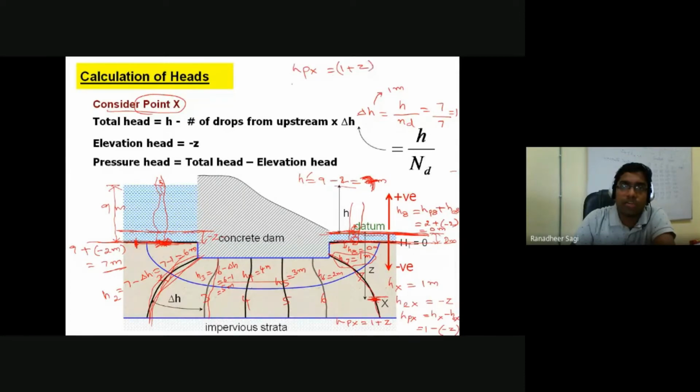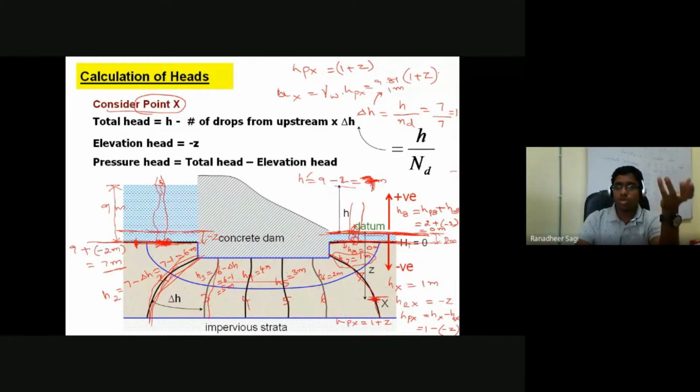Once I know my pressure head, if I want to calculate the pore water pressure, or the pressure with which the flow is taking place at that particular point X in the soil strata, it is nothing but the unit weight of water times the corresponding pressure head at point X. So unit weight of water, standard value 9.81, into the pressure head at the chosen point X, which is 1 plus Z. If you know that Z value, you can substitute and calculate how much the so-called pore water pressure or seepage pressure is.